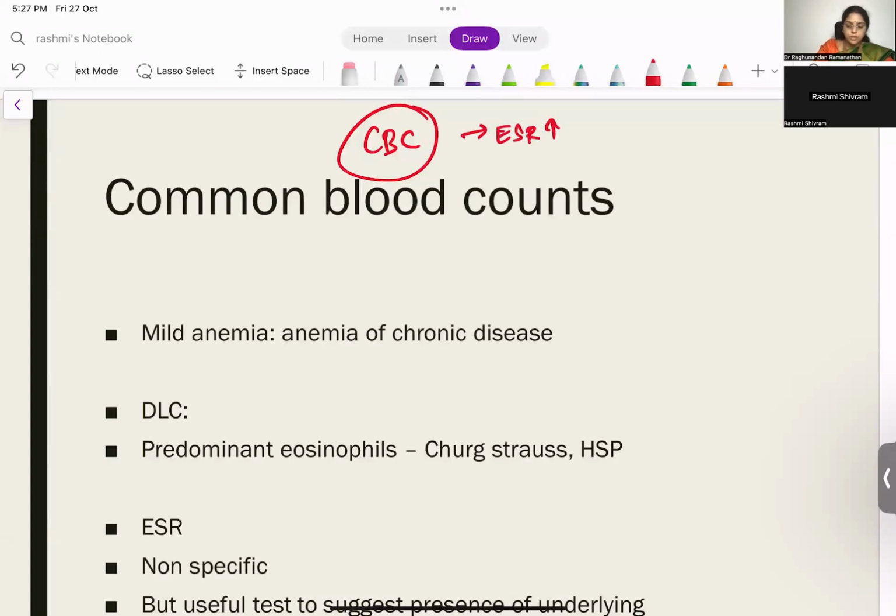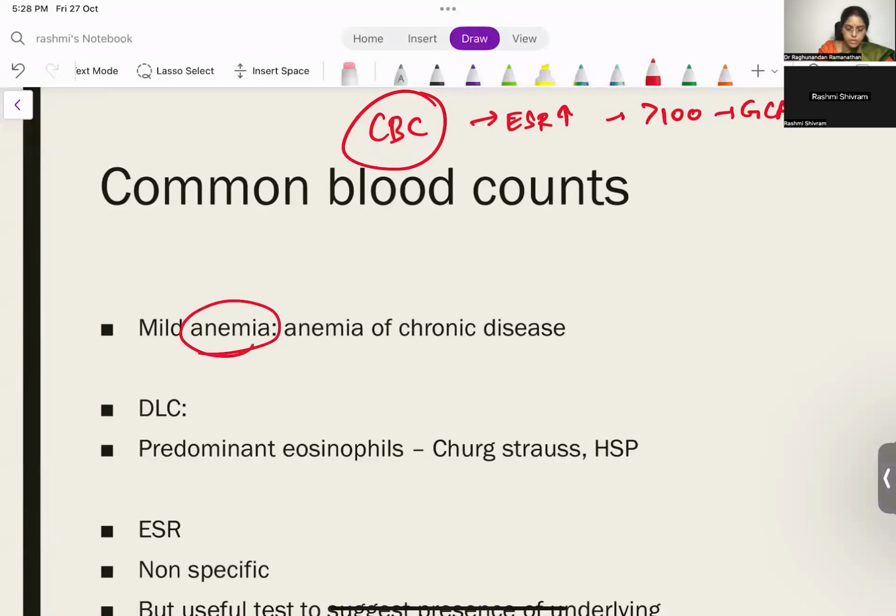ESR will be elevated. When it is more than 100, it is usually common in giant cell arteritis or temporal arteritis. Right? ESR will usually be elevated in all inflammatory conditions, but in patients with giant cell arteritis, it will be more than 100. Right? Because it's an inflammatory condition and it's a chronic condition, the patient will have anemia, and it is usually anemia of chronic disease.